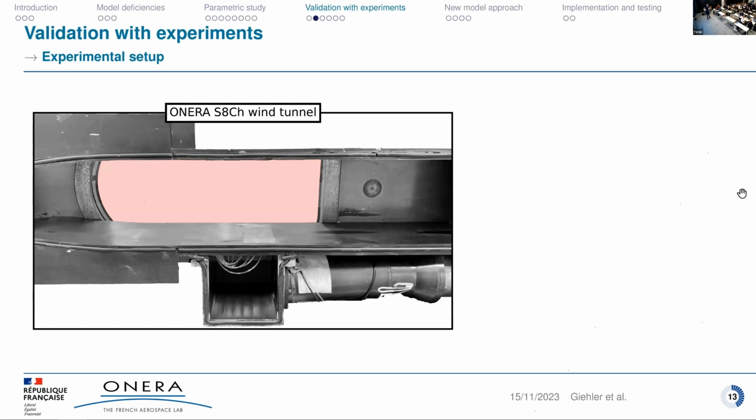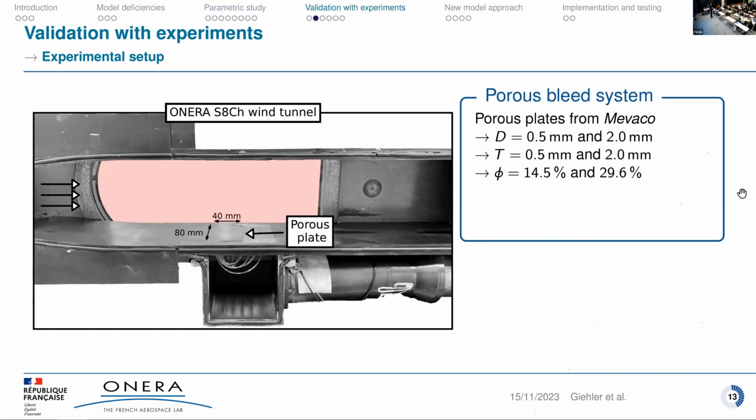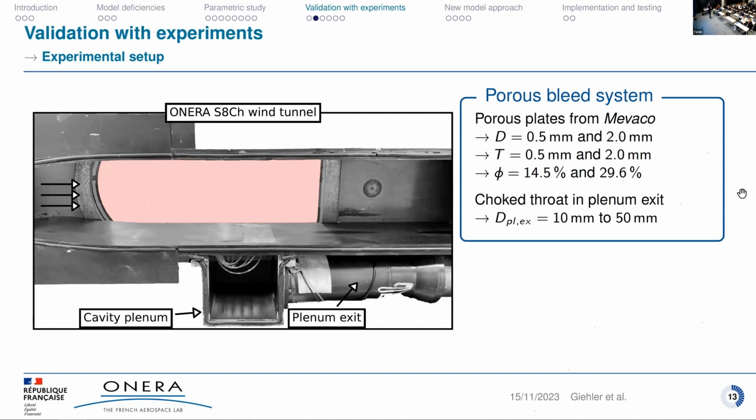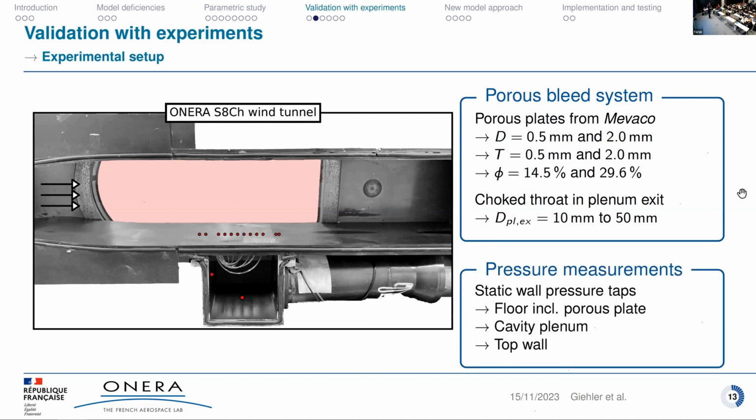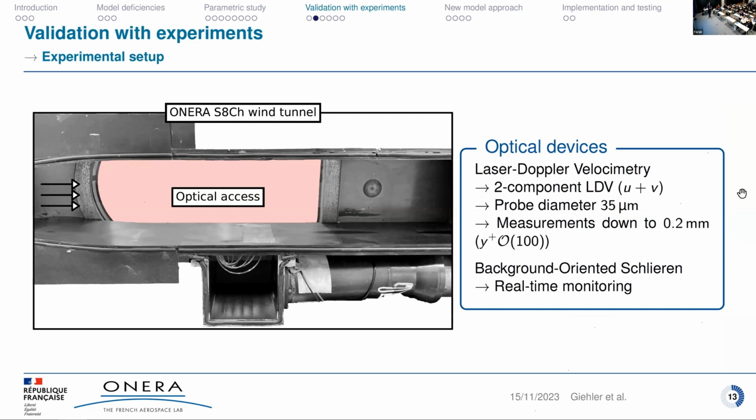wind tunnel experiments in our S8 wind tunnel, supersonic wind tunnel for Mach 1.6 test section. We have two different porous plates we can install. I focus only on the one with small holes. The span is 2/3 of the wind tunnel span. And we can vary the bleed mass flow rate by just using a shocked throat. And we have pressure tabs along the plate and inside the cavity to also obtain our pressure ratio. We performed also LDV measurements and background-oriented Schlieren.